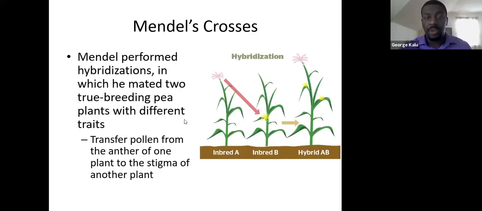So in order to form a hybrid, he would take two true breeding individual plants, and he would take the pollen, which contains the sperm, from one plant, and add it to the stigma of another plant, which had the eggs. When he took the pollen and added it to the stigma of another plant, that would help him to form some seeds, and the seeds that would result from that would end up forming the hybrid plant, the offspring between A and B here. So that's how he would cross these plants.